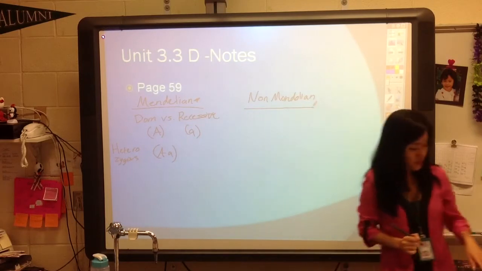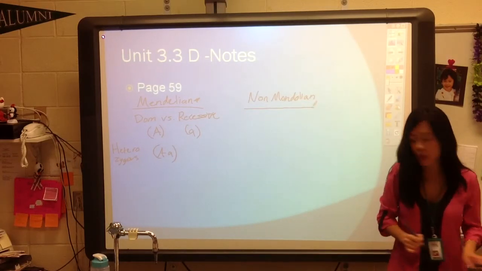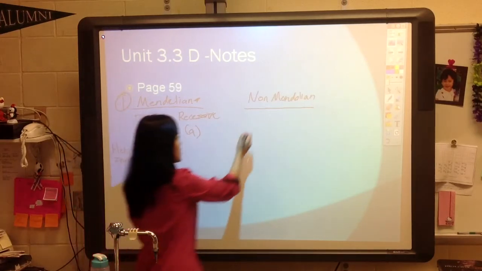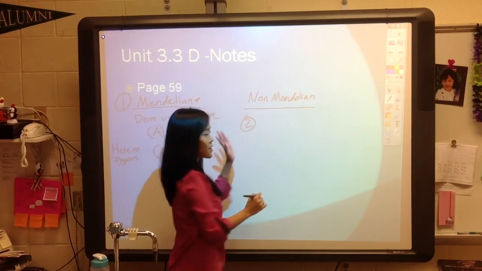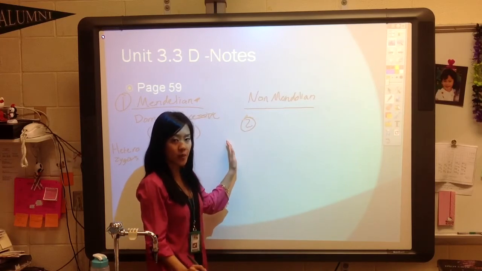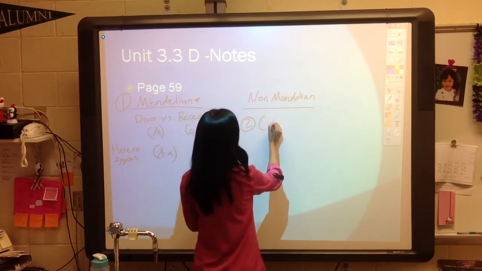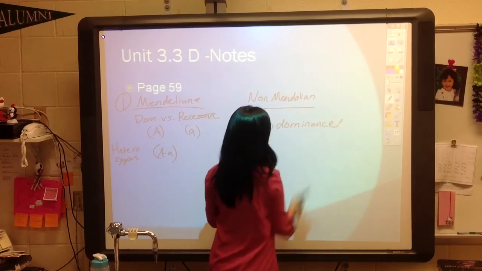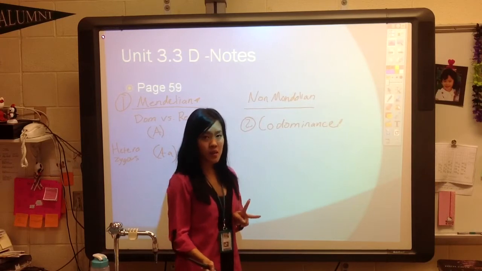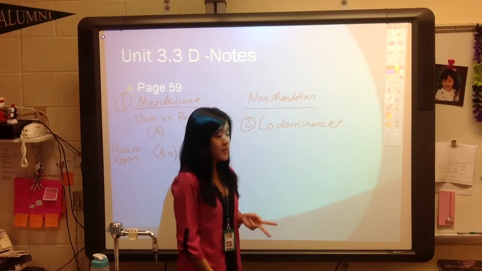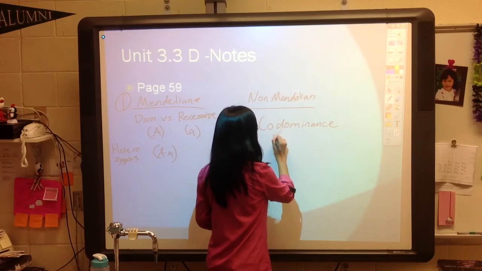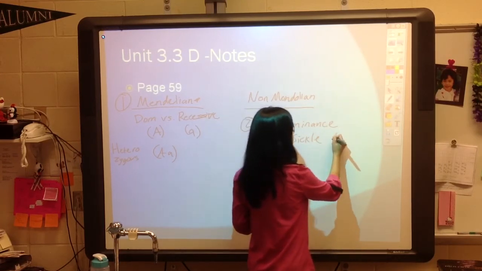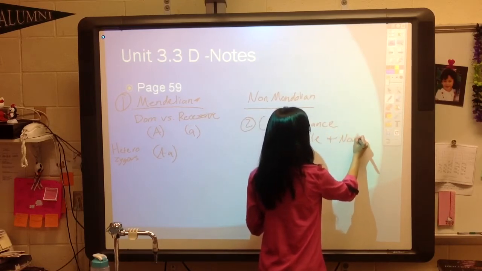And the first type that we had here was co-dominance. Mendelian was the first type of inheritance, the first way you inherit your traits, and the second was co-dominance. In co-dominance, you had two alleles that represented two different things. Your example here was sickle cell anemia. You had sickle cells, and you had normal cells.